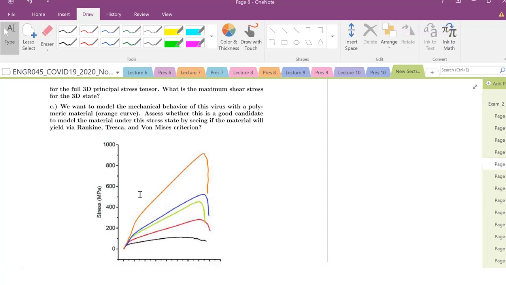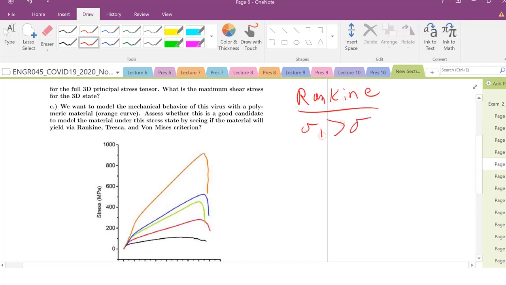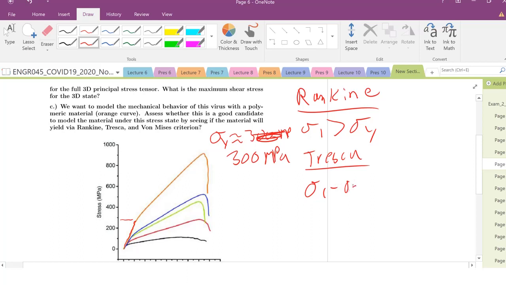So we know that our Rankine criteria, we're just going to look at, is sigma 1 greater than sigma y? So we need to figure out what is the sigma y in this chart. So we're linear, linear, linear, and then, so I'd say let's say our sigma y is approximately 300 megapascals. Excuse me, 300 MPa. So that's sigma y. So that's Rankine. Tresca is going to be our sigma 1 minus sigma 3 is greater than or equal to sigma y.